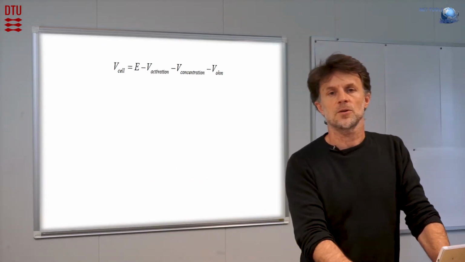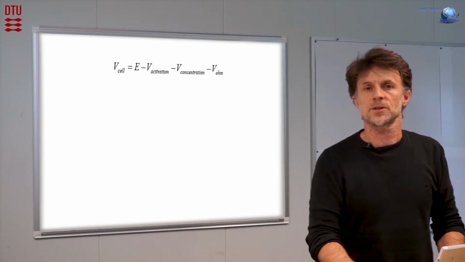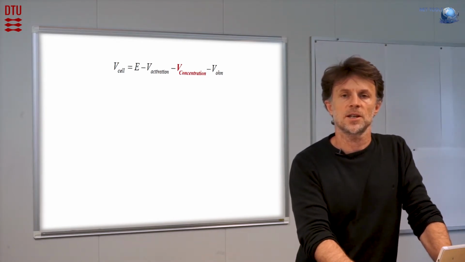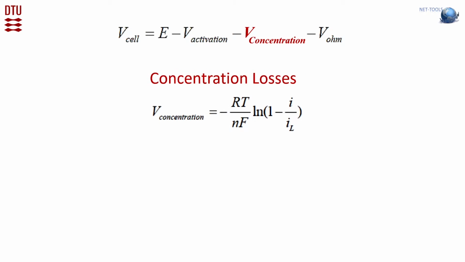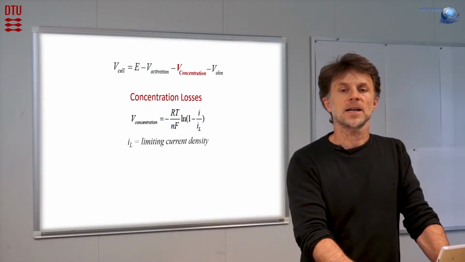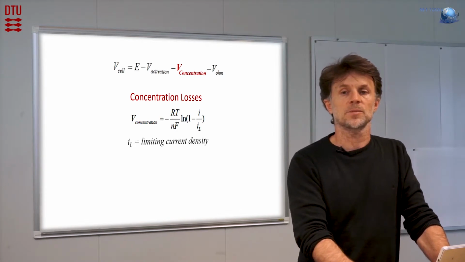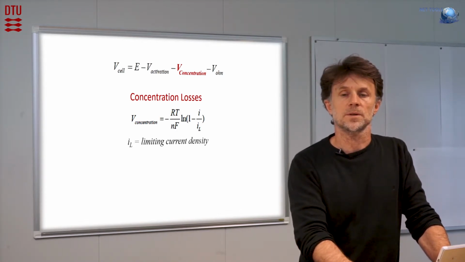And now we're going to talk about the third term in the output cell voltage equation. This third term relates to the concentration losses. And in the equation to evaluate these losses, you can see the term IL. IL is actually the limiting current density. IL is the maximum current at the maximum supply rate of the fuels.